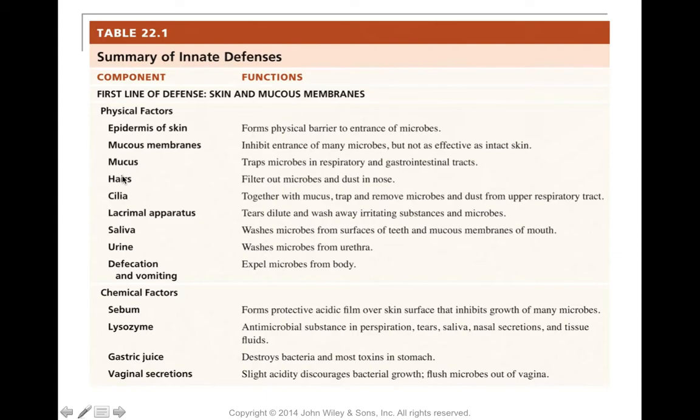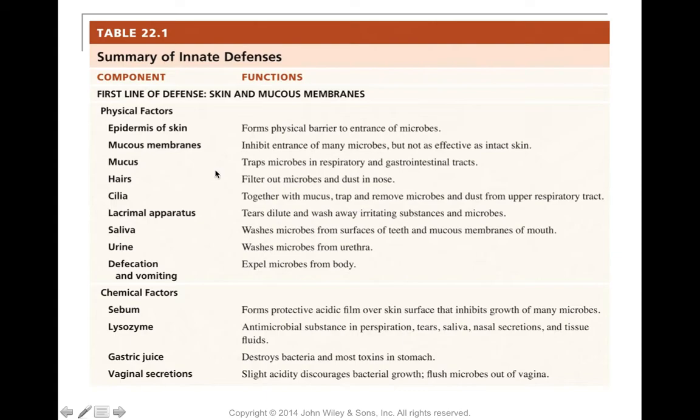We also have hairs that are found in our nose and in other regions, in our ears, for example, they're going to help filter out microbes and also dust. Additionally, we have cilia. Cilia are these little regions on top of the cell that are going to help move fluid along the surface of those cells or the cell layer. And they work in concert with mucus, and they're going to be moving the mucus along to help trap and remove microbes and dust from that upper respiratory tract.